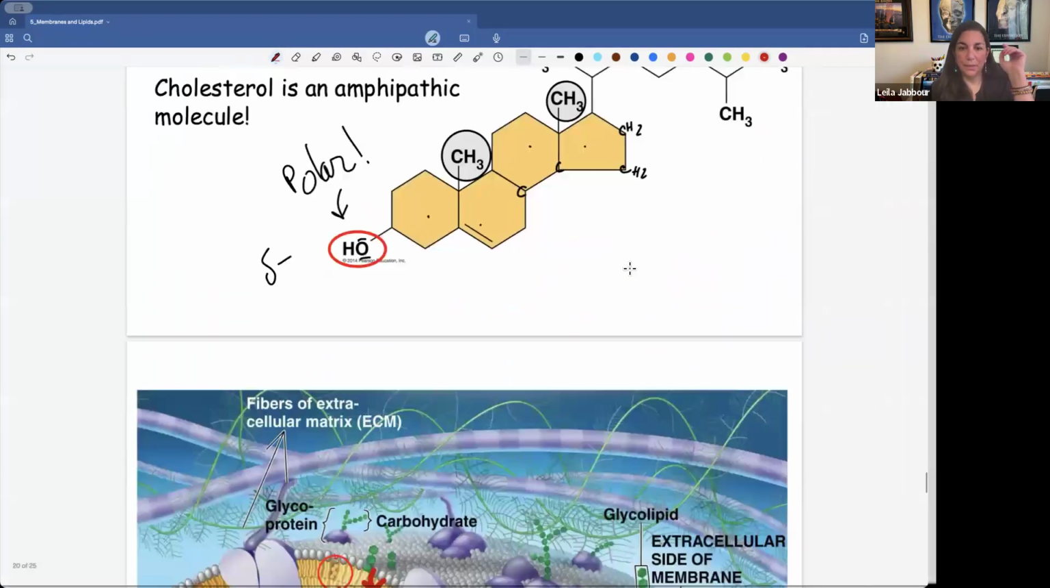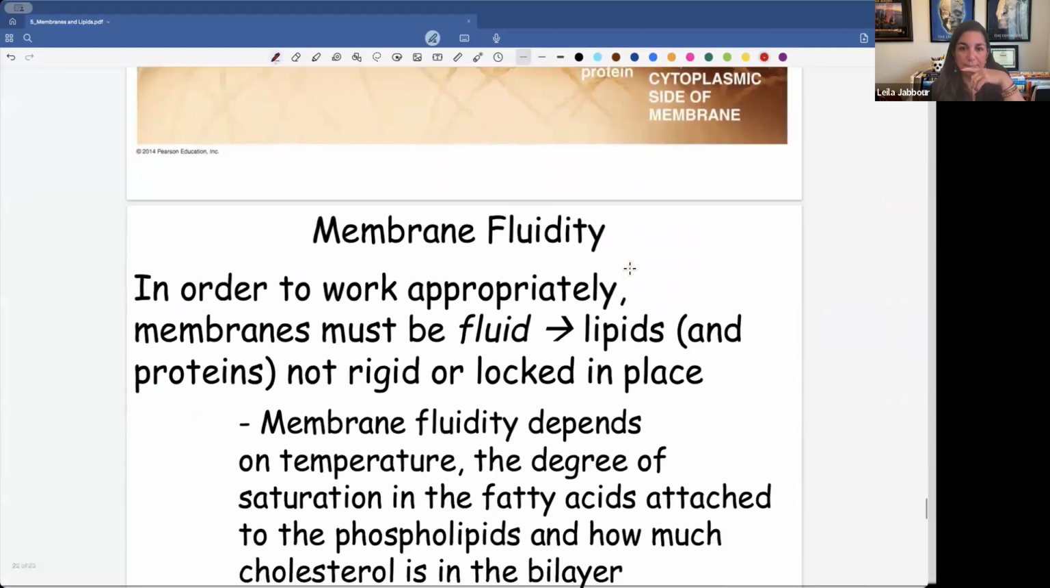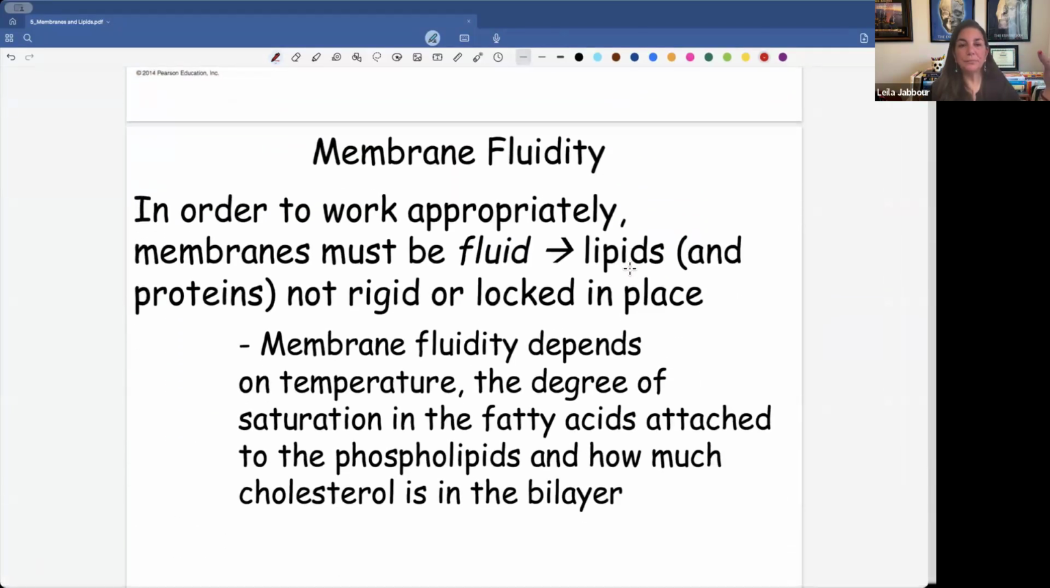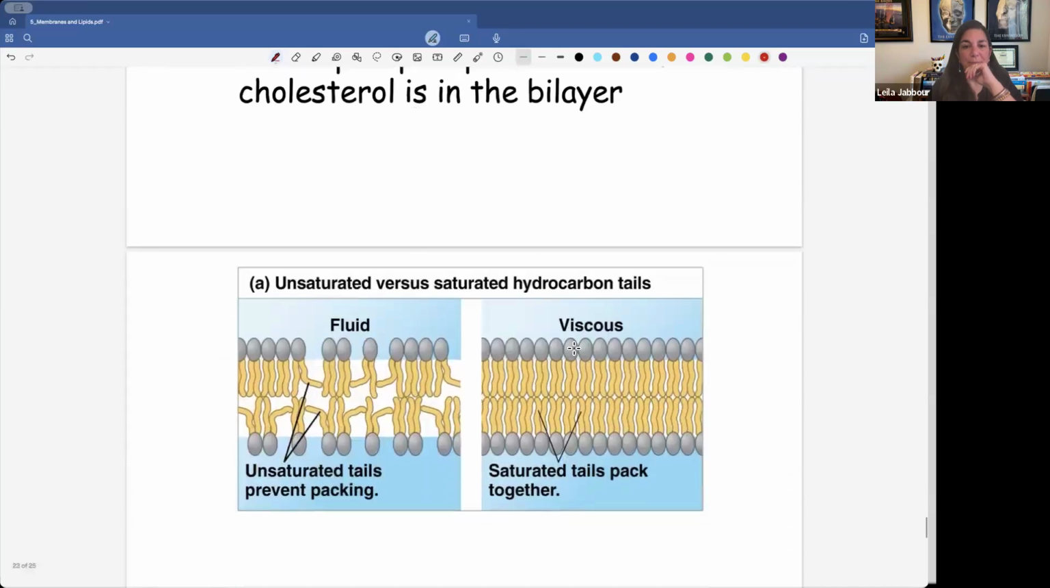All right, so that's what we looked at. The fluidity is just referring to the fact that nothing is locked in place. It's very fluid. There's no rigidity. That depends on the temperature. The temperature will have an impact on membrane fluidity, as will the degree of saturation of the fatty acids. The more unsaturated they are, the more fluid it can be, and also how much cholesterol is in the bilayer.